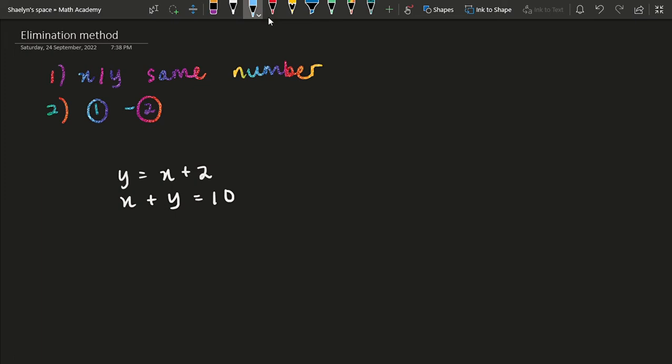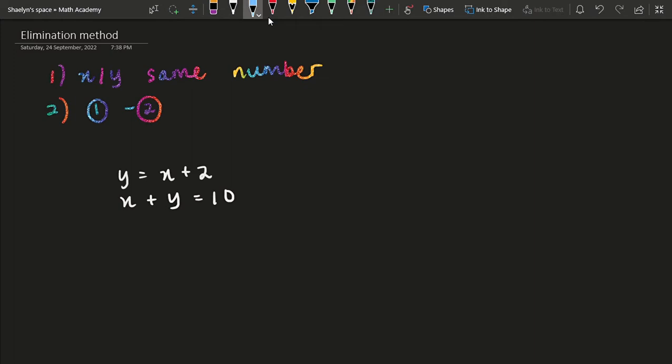Okay, welcome to the elimination method to find x and y. So I'm using exactly the same example to find x and y, but using a different method. Right here we have two steps as well. The first one is to put x or y with the same number.